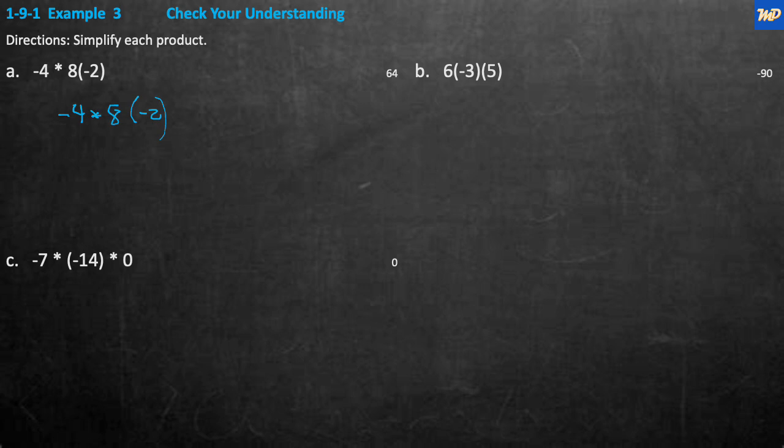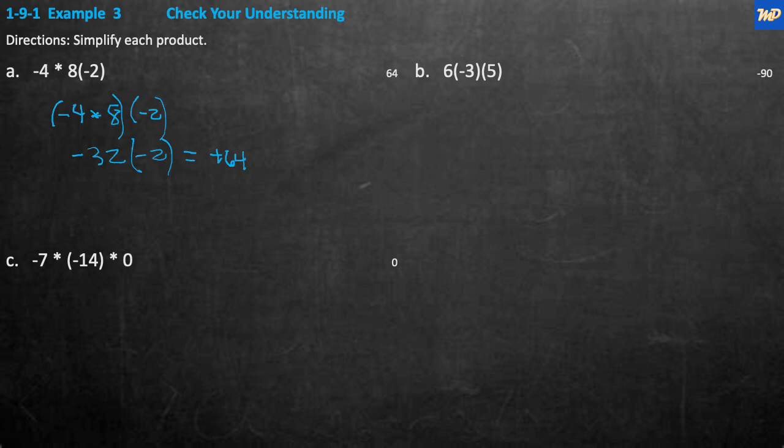We start off by taking the first two terms, and we're going to multiply them together. So we have negative 4 times 8 is negative 32, and that's times the quantity negative 2. And negative 32 times negative 2 is equal to 64. Is it negative or positive? Negative times a negative. Two negatives make a positive. Positive 64.